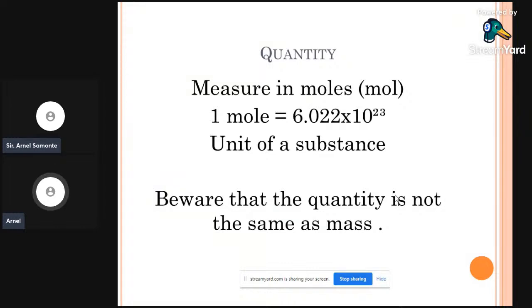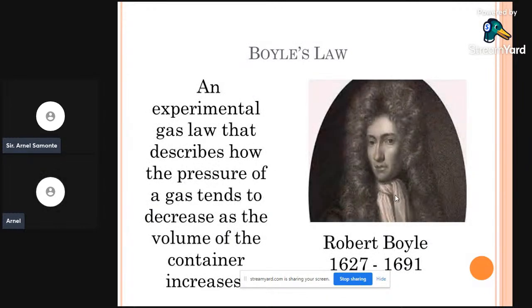So, let's go to Boyle's law. Boyle's law, Charles' law, and also the law we will discuss next week all show the relationship between the four properties I discussed earlier: pressure, volume, temperature, and the quantity. Boyle's law was proposed by Robert Boyle, who lived from 1627 and died in 1691.